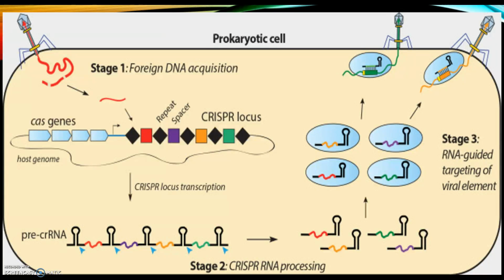Okay, so this picture shows stage 1, which is the acquisition, or bringing in this foreign DNA. So you can see the red going in, and there's our repeats with the foreign DNA in the middle. And then stage 2 is where we process and create this CRISPR RNA. So then this CRISPR RNA is guided to the invading virus where it can go ahead and cut the DNA on the invading virus or RNA.